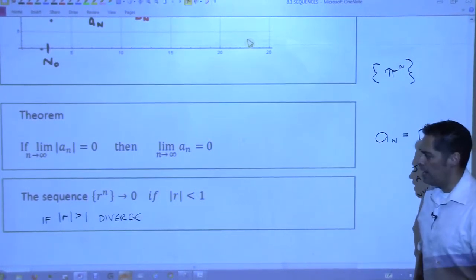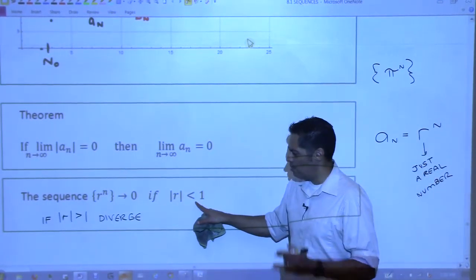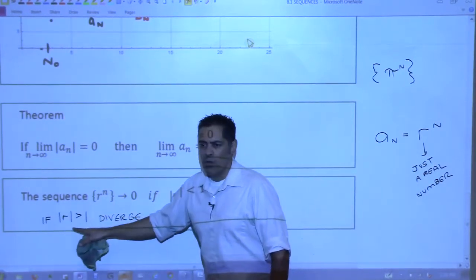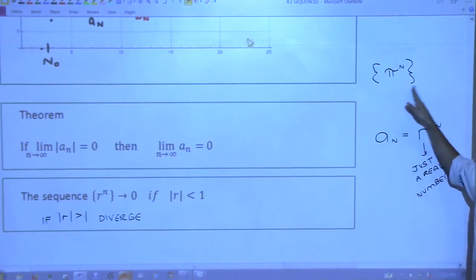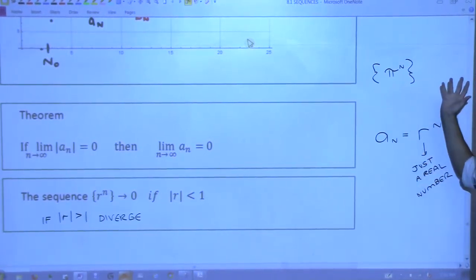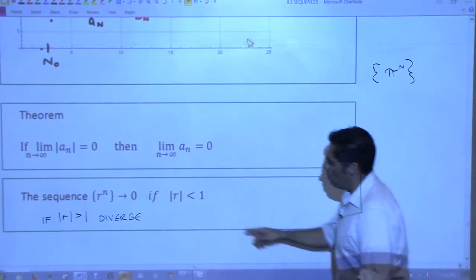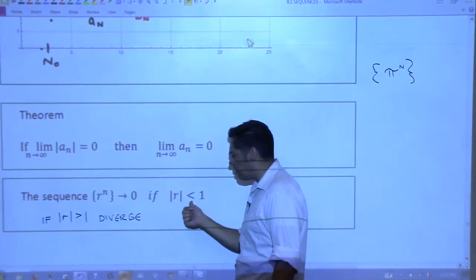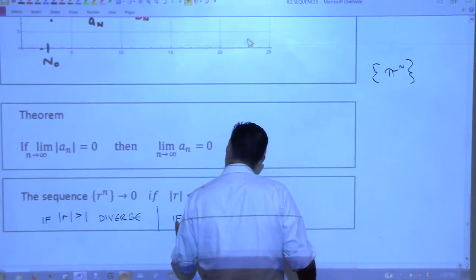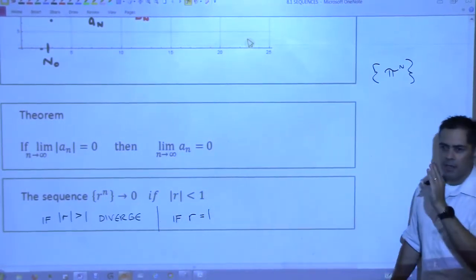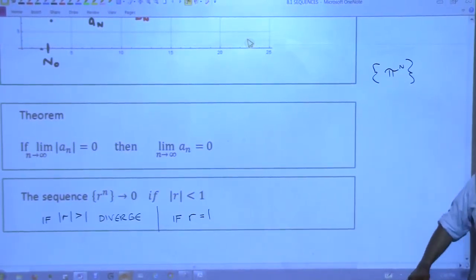And there's one more case that we're not covering here. We know that if the absolute value of r is less than 1, it's going to converge. If it's bigger than 1, it's going to diverge. Think about what's happening here. Pi, pi squared, pi cubed, pi to the 4th. That thing's blowing up, isn't it? But what if r is 1? We know what happens if the absolute value is less than 1 and bigger than 1, but what if r is 1? Your sequence would be 1, 1, 1, 1, 1, 1, because 1 to any power is 1. So what would that converge to?